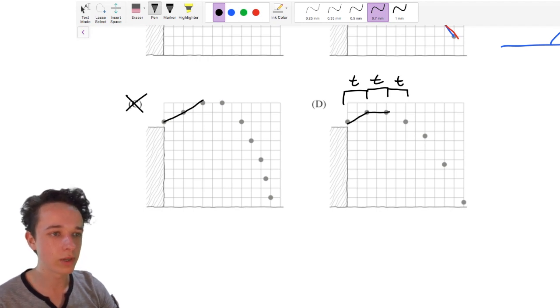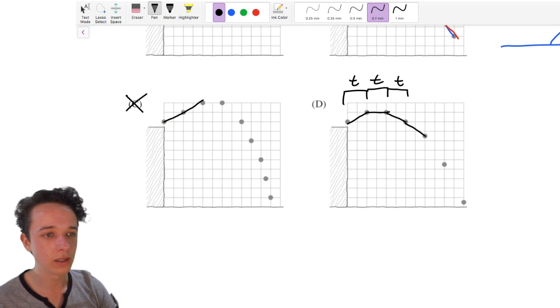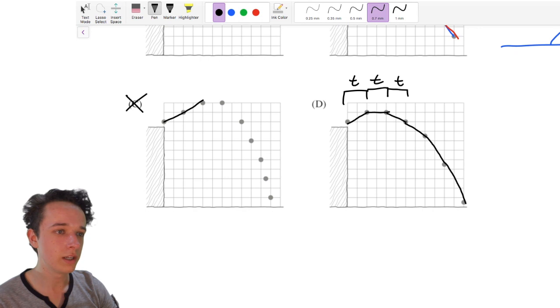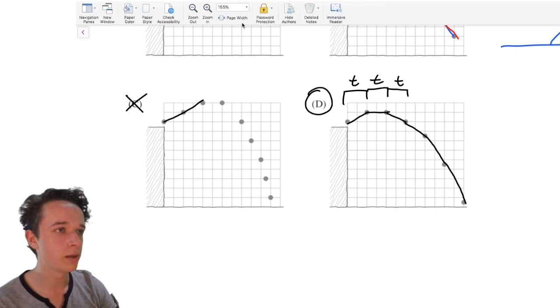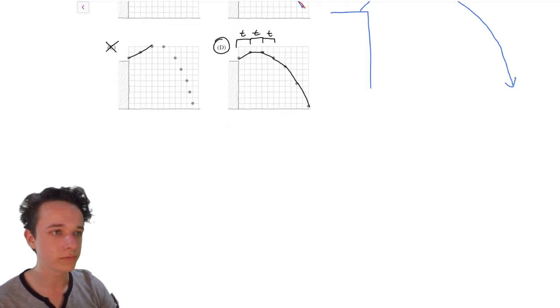So we had a gradient of 1/2 here, gradient of 0 here, gradient of -1/2 here, gradient of something a little less than -1/2, and by less I mean more negative. Now even more negative than the previous one, now even more negative. So D looks to be the right answer because it is in the form of a parabola, which is what we expect projectiles to look like.